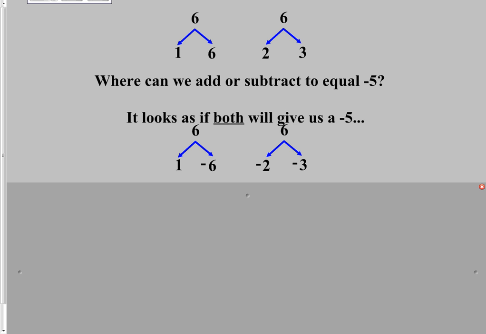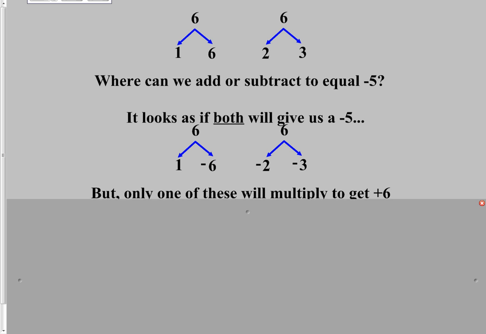Only one of them is correct. And the answer to which one is correct is going to come from this one. Only one of these pairs can multiply together to get you the positive 6 that the problem had. If you multiply on the left, positive 1 times negative 6, that's negative 6. That's not what the problem had. On the right side, negative 2 times negative 3, that one is going to be a positive 6. That's what the problem had to begin with. So those are going to be the correct selection.